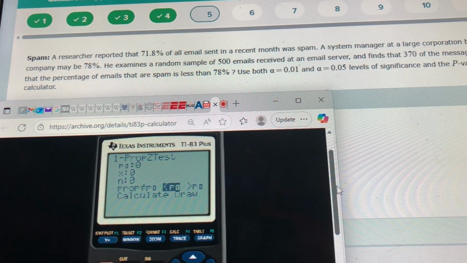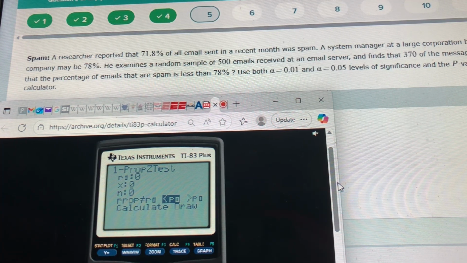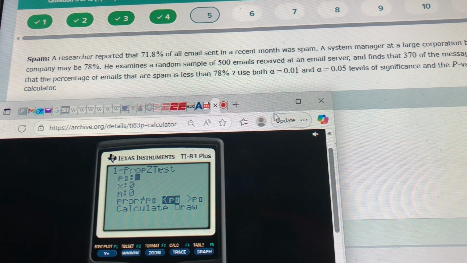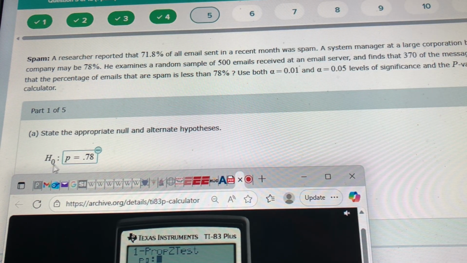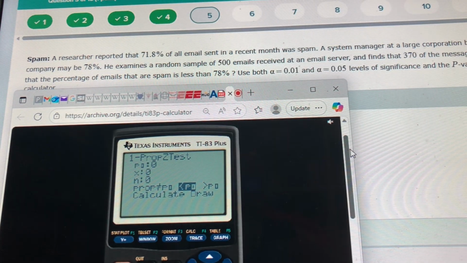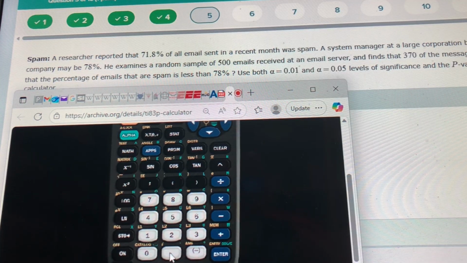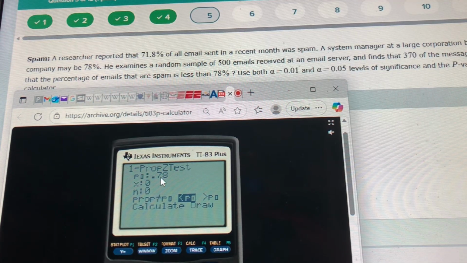And just like the intervals, there's no data or stats to worry about. There's no sigma known or sigma unknown. There isn't even a sigma here. First, we need P0, which is the one from the null right there. P0 is 0.78. This is where you need to put 0.78. If you put just the 78 from 78%, it'll give you an error message. So you always need this as a decimal.